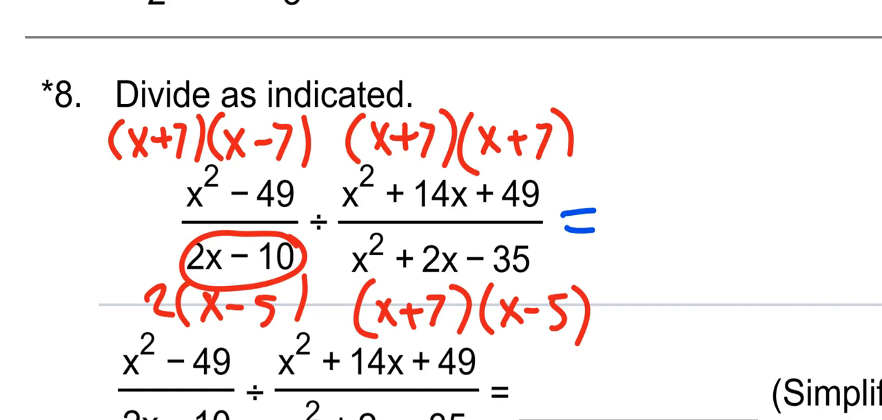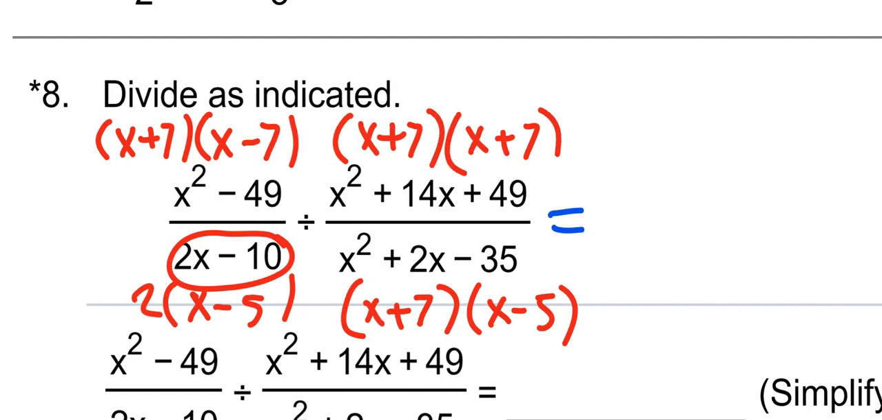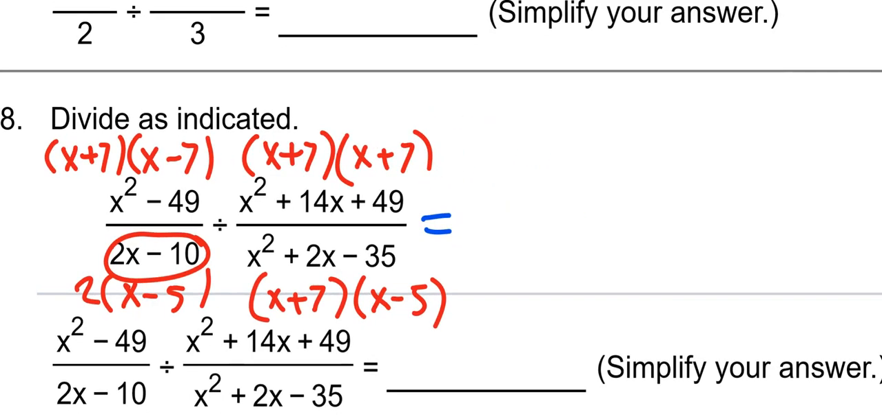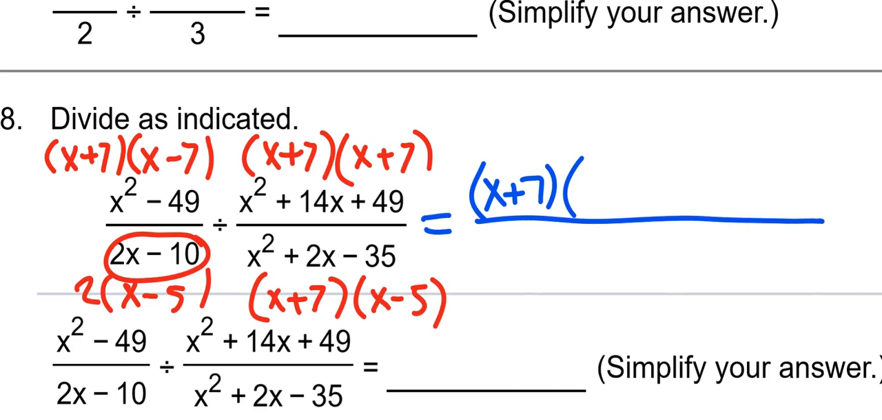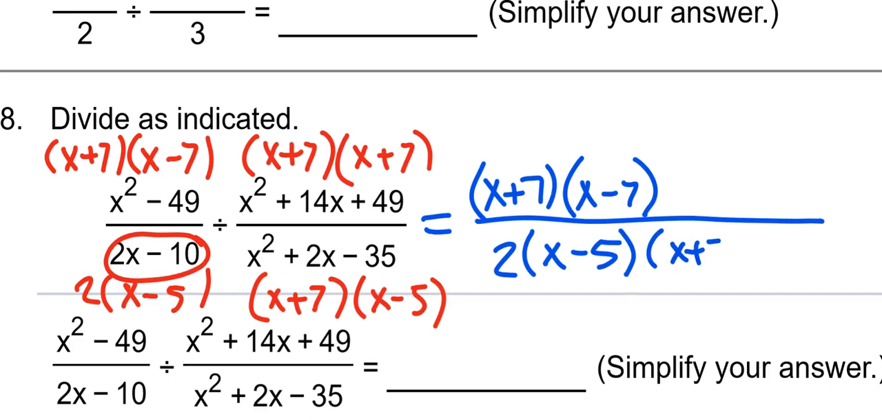Okay, now we're going to change this to one big fraction. Right, we got x plus 7, x minus 7, 2 times x minus 5. And then we flip the second fraction. So that means the x plus 7 would be down here.